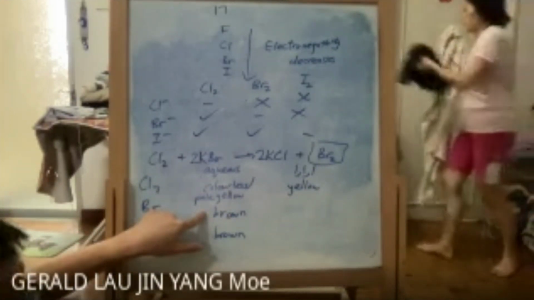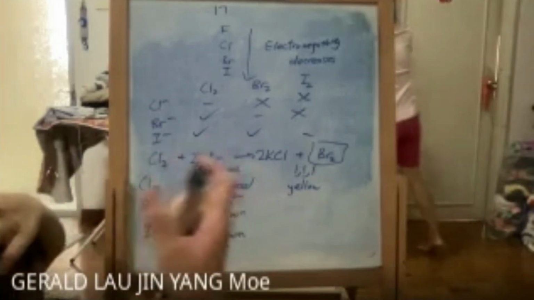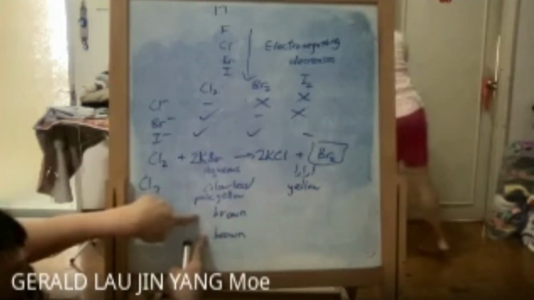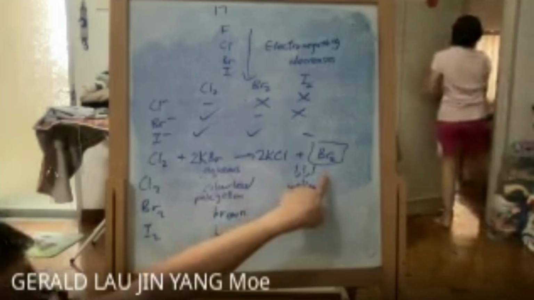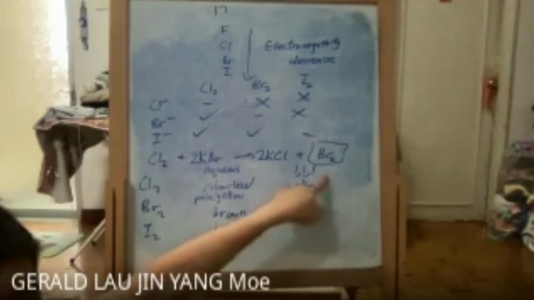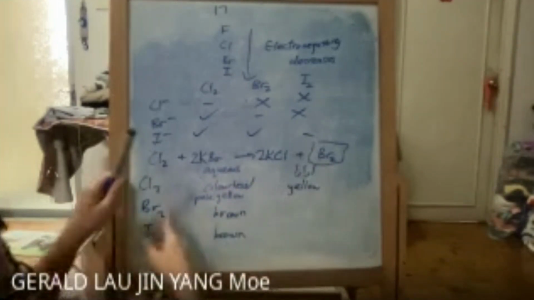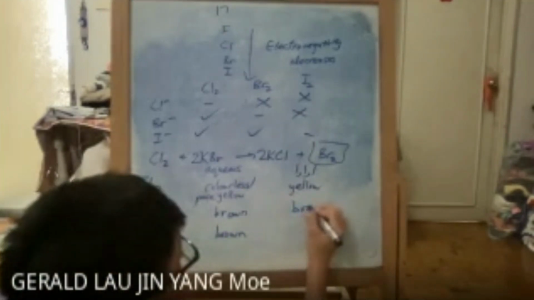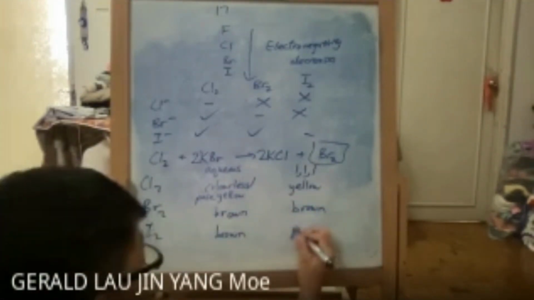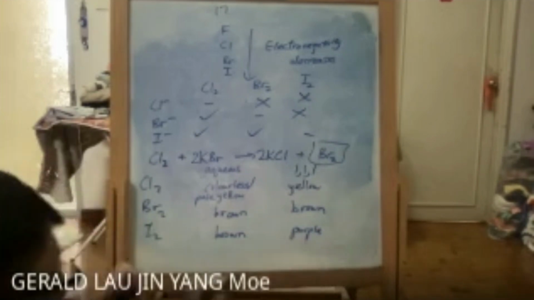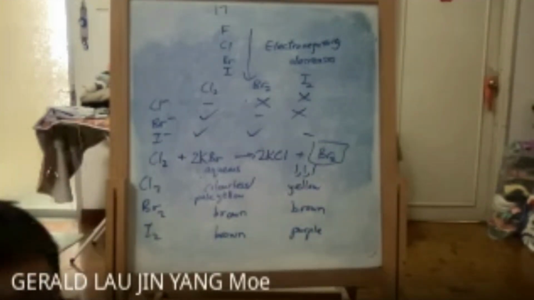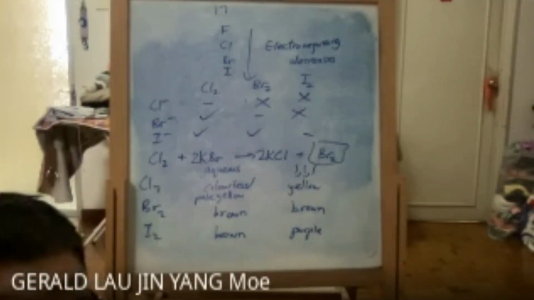So how do we differentiate these two? We have to add 1,1,1 trichloroethane. Add 1,1,1 trichloroethane, for bromine it will be brown. For iodine it becomes purple. Can you understand? You have to remember here.